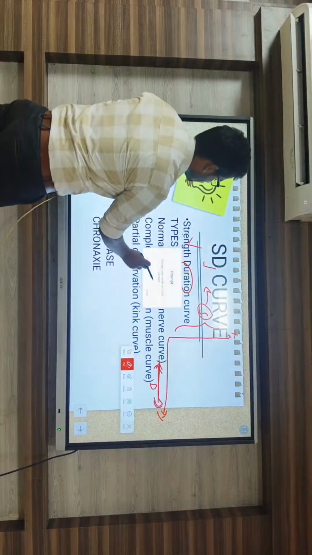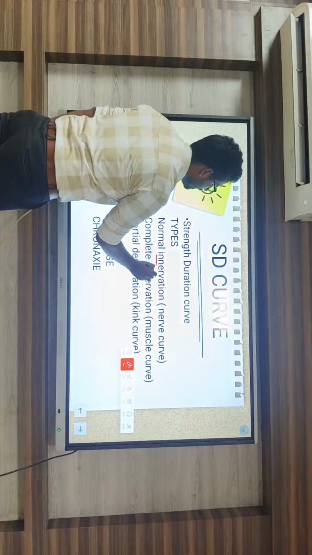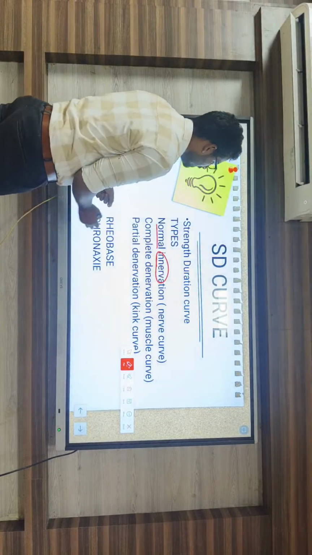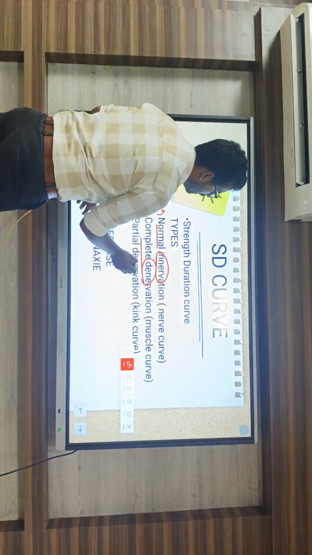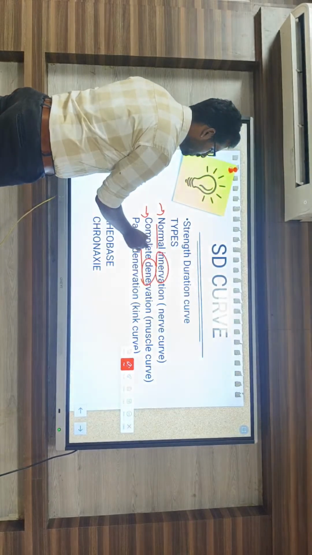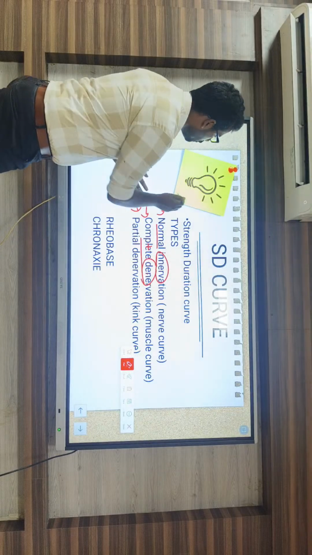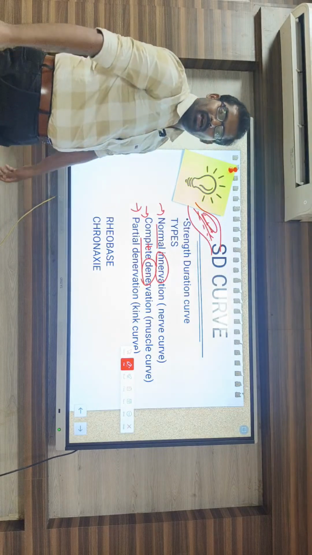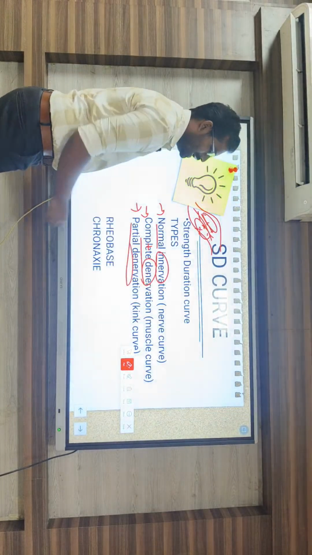So SD curves are basically of three types. That is normal innervation. So what is meant by innervation? There is a proper nerve supply over the muscle groups, known as normal innervation. The next one, complete denervation. So what is meant by denervation? There is no proper nerve supply over the group of muscles, that is completely arrested. The third one, partial denervation. In a group of muscles, some branches of nerves are properly supplied and some are improperly supplied, that is known as partial denervation.